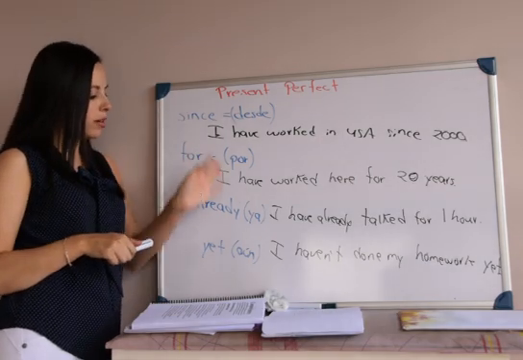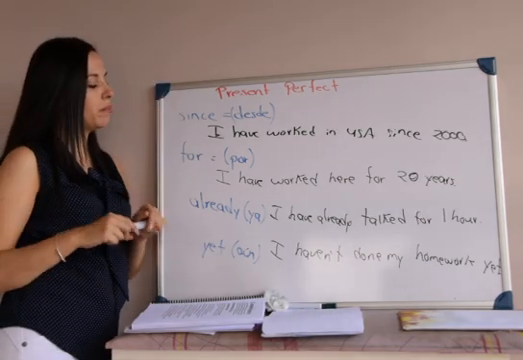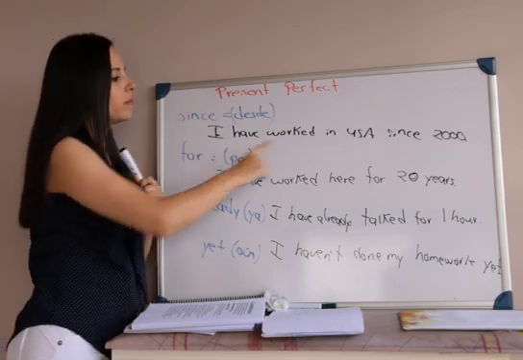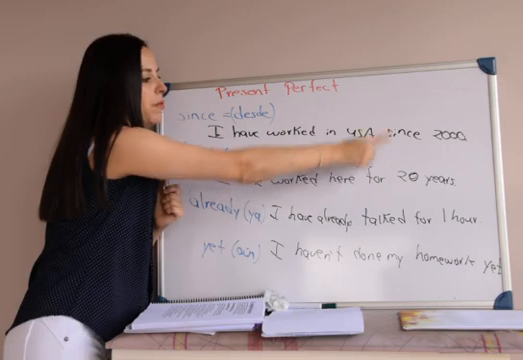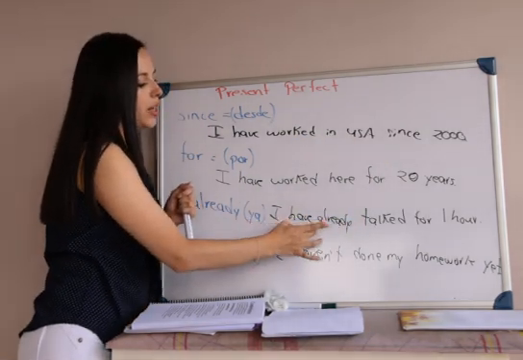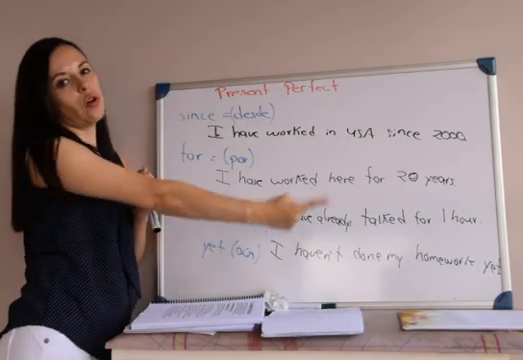Okay? So these are words that are very common when talking in the present perfect. Just remember when to use each and pay attention to the position. Since and for go before the time phrase. Already is between the auxiliary and the main verb, and yet goes at the end.